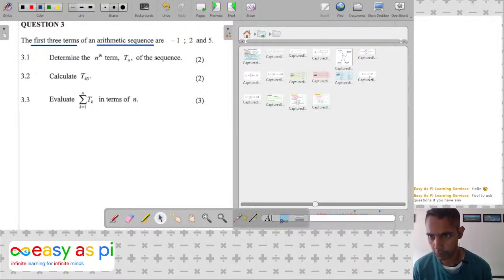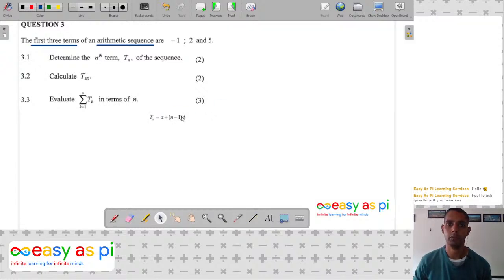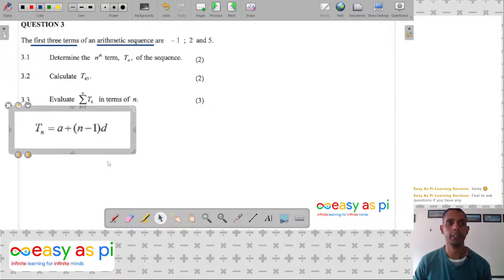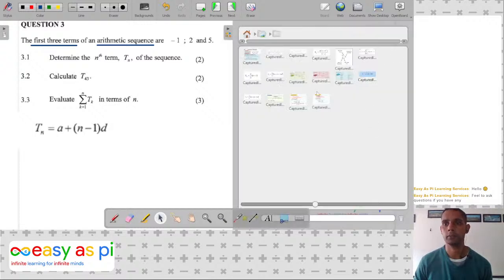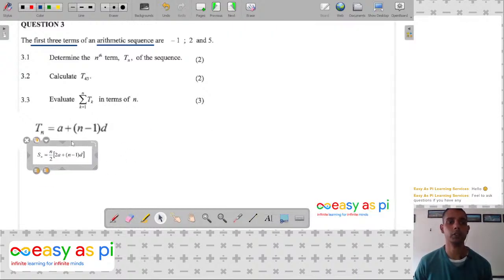Okay, do I have it? Yes, I do. Well, this is what we know about an arithmetic sequence. Tn is equal to a plus n minus 1 times d. They then want you to calculate T43, and then they want you to evaluate the sum of n terms. So here's what I'm going to do. I'm also going to give you the formula for sum to n, to help you along, just in case you don't have a data sheet.